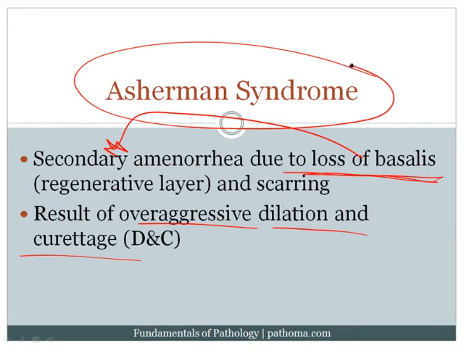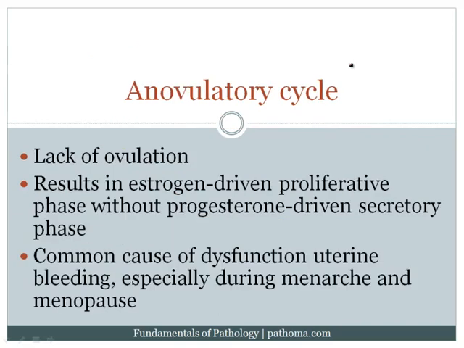Again, what's the high yield here? The whole notion of the basalis. That's what's important when understanding the principle of this disease. The next disorder that we're going to talk about is called anovulatory cycle. Now, in this particular case, what happens is the patient goes through a proliferative phase, but they don't ovulate.